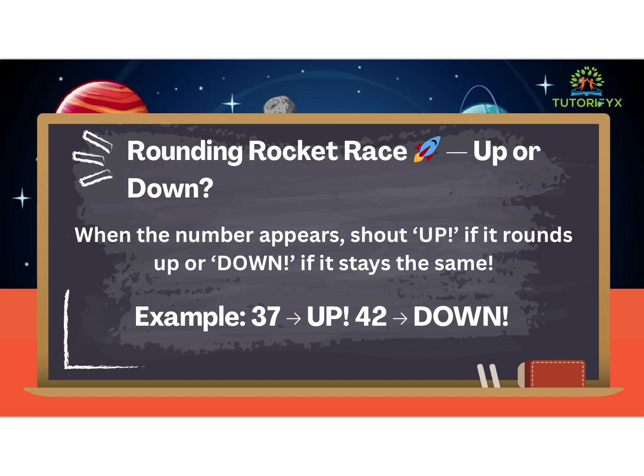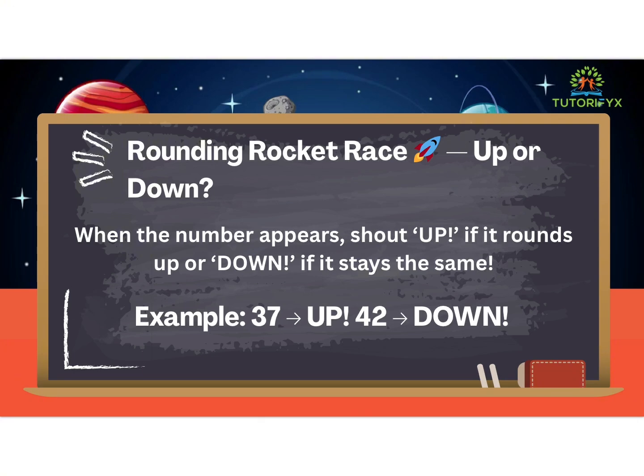All right. So the next thing that we're going to do is a rounding rocket race. I want to see how well you were paying attention and how well you got this concept of rounding. So I'm going to flash a number on the screen. Say, for instance, it's the number 37. You're going to shout round up or round down if the number rounds up or if it rounds down.